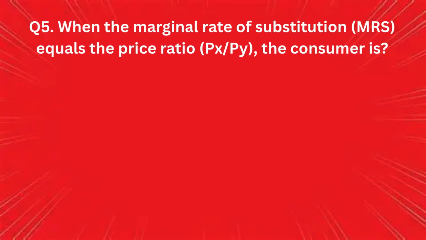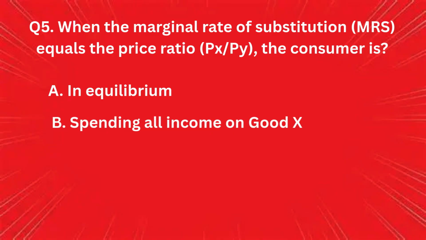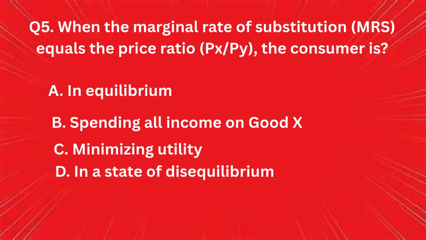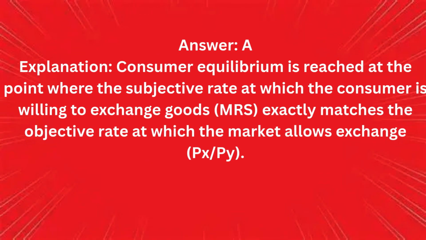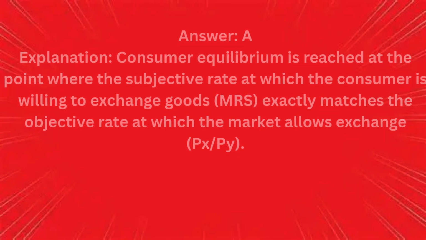5. When the marginal rate of substitution, MRS, equals the price ratio, PX/PY, the consumer is A. In equilibrium. B. Is spending all income on good X. C. Minimizing utility. D. In a state of disequilibrium. Answer: A. Explanation: consumer equilibrium is reached at the point where the subjective rate at which the consumer is willing to exchange goods, MRS, exactly matches the objective rate at which the market allows exchange, PX/PY.